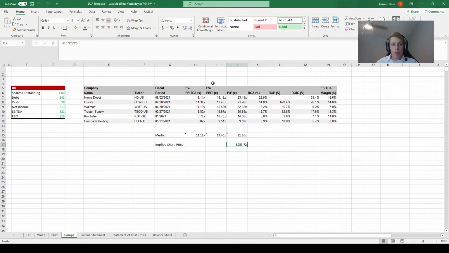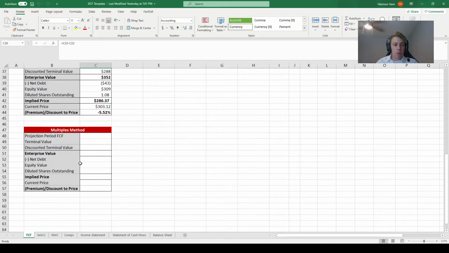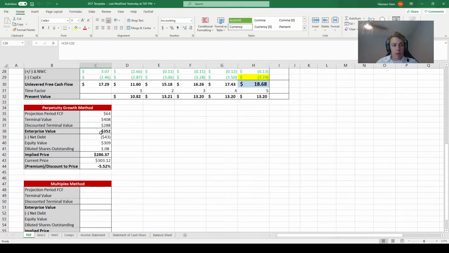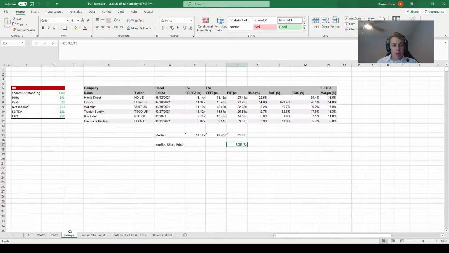And then what that'll leave us with is not actually the share price like it did with the PE ratio, but it'll leave us with the enterprise value that's implied by Home Depot's competitors. So once we do that, we can actually use the same method that we used before to go from the enterprise value to an implied share price. And then once we do that, we'll have an implied share price given by these other ratios as well that we can use to help value Home Depot.